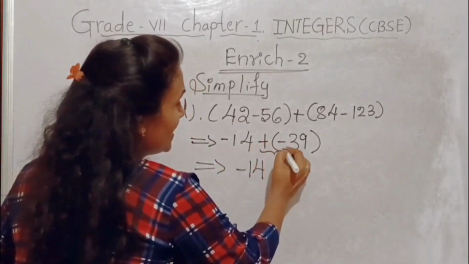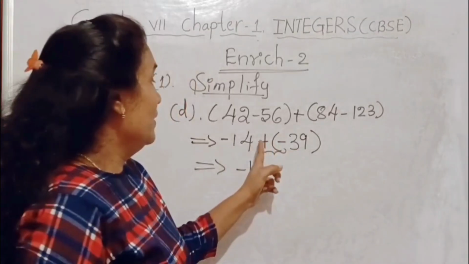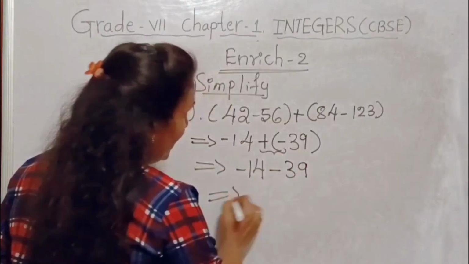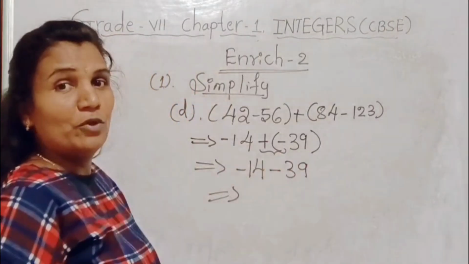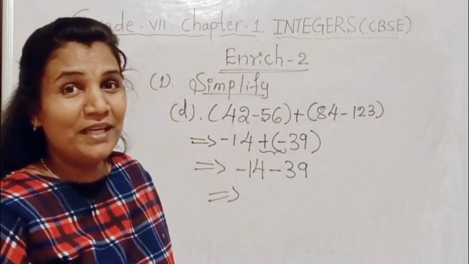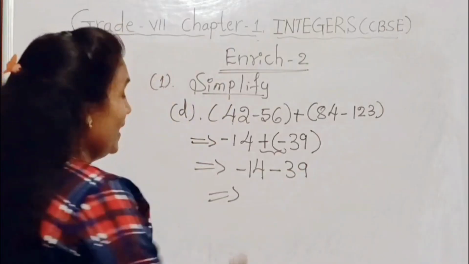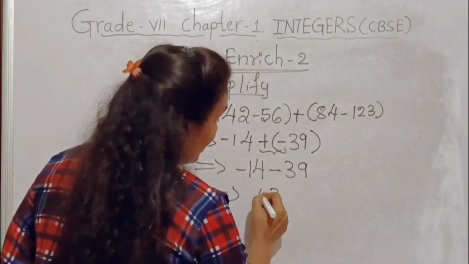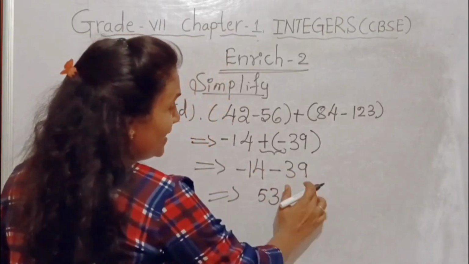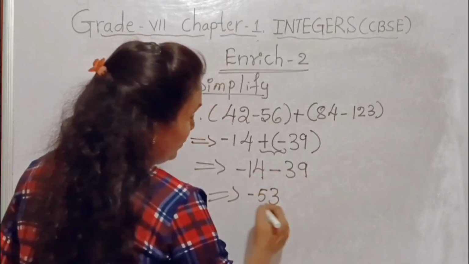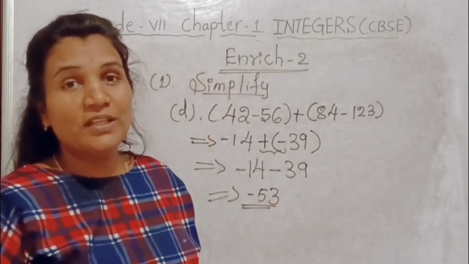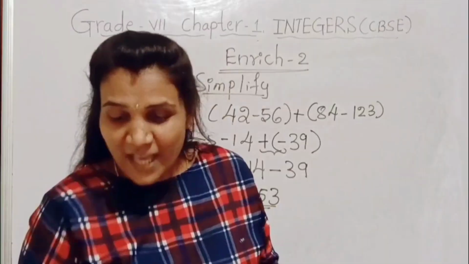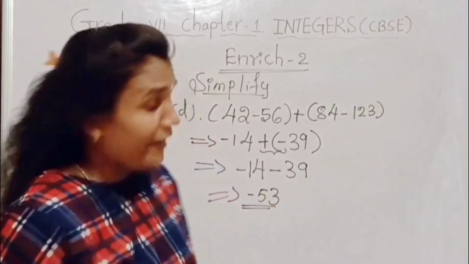Here multiply the signs to open up the bracket. Plus into minus, minus 39. Here both are negative integers, then the operation will be addition only. So 9 plus 4, 13. 3 plus 2, 5. The bigger integer is 39, which has a negative sign. If both are negative integers, then the sign will be negative itself. Now we'll move on.